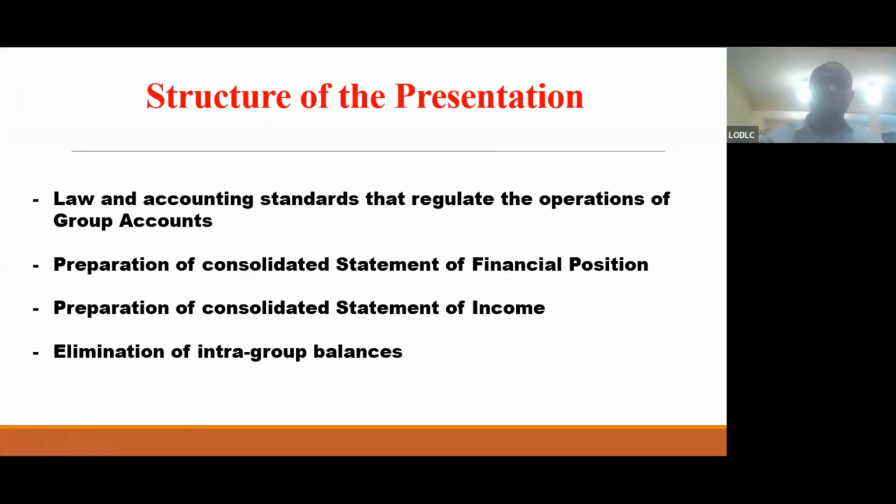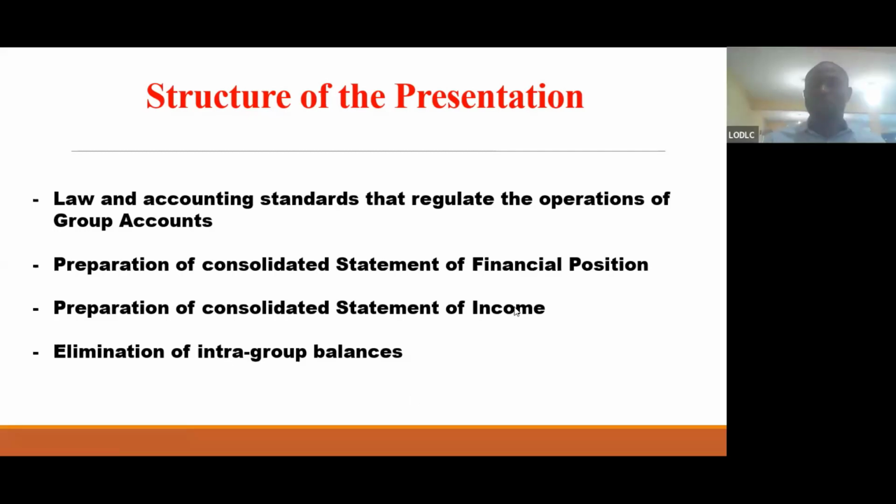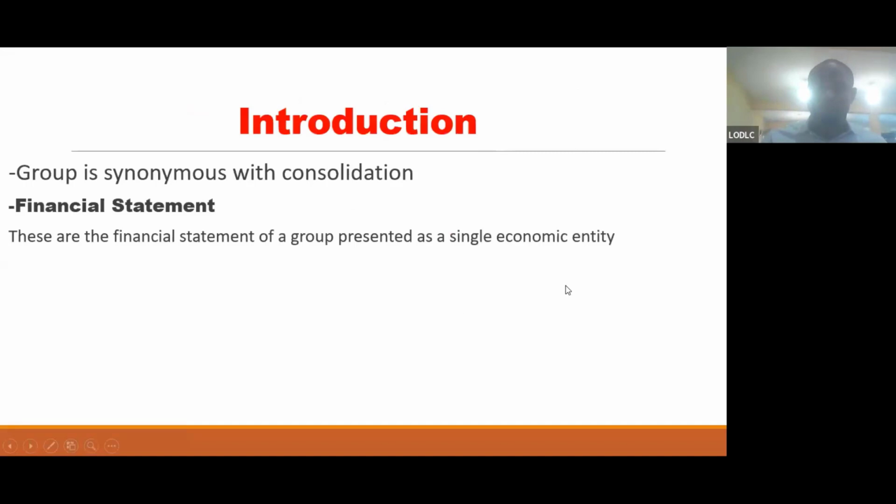This particular course is talking about group accounts. That's the main reason why we are here, group accounts. The second learning outcome is preparation of consolidated statement of financial position. Then preparation of consolidated statement of income, that is profit or loss and other comprehensive income statement. Then elimination of intergroup balances. If there are group transactions between the parent and the subsidiary, that is what we are talking about. So let's quickly move to the first learning outcome.